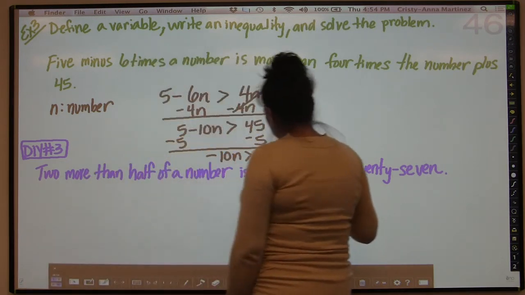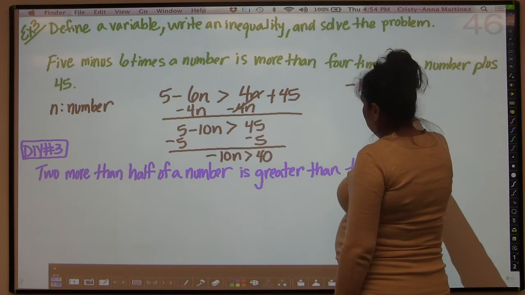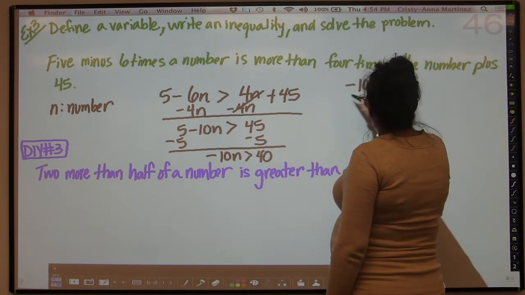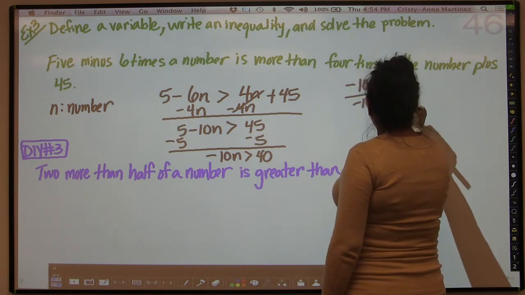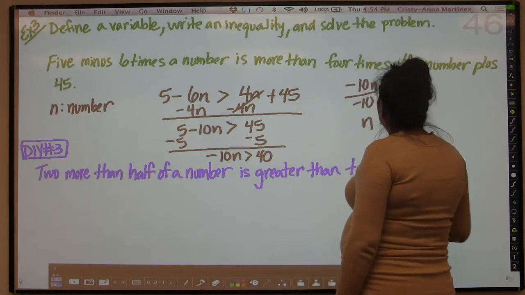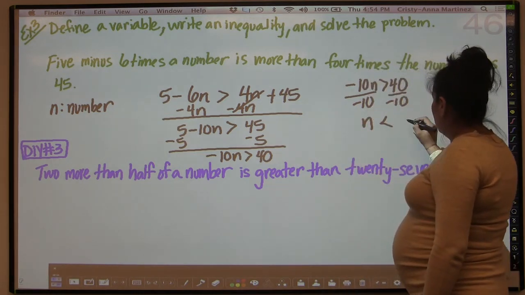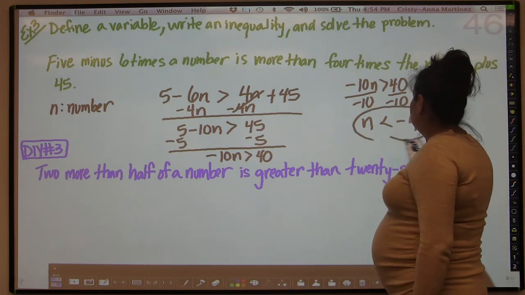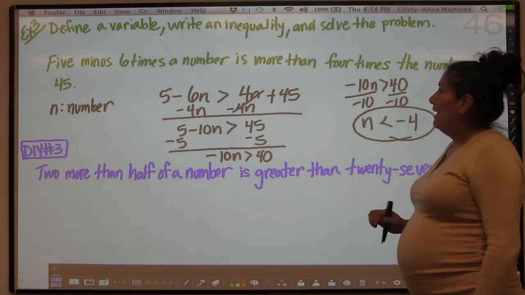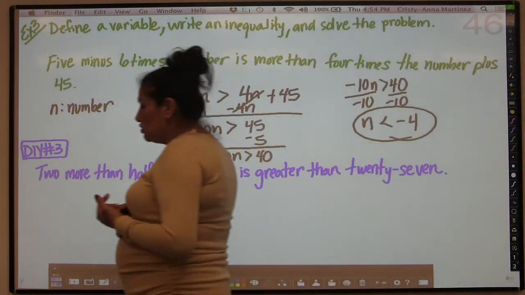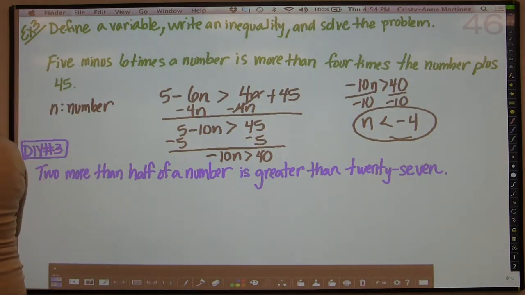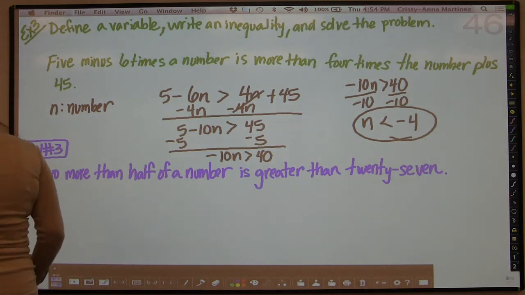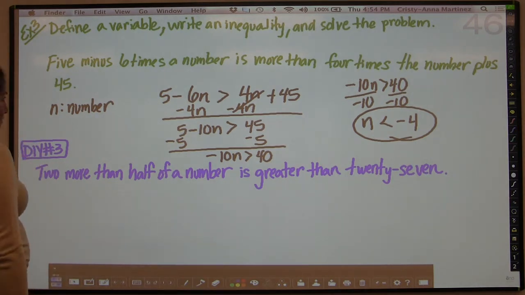And then I want to rewrite that over here because I'm running out of space. So I'm going to divide by negative 10, and because I'm dividing by a negative, I'm going to flip my symbol, and I'm going to get 40 divided by negative 10 is negative 4, so my solution is n has to be less than negative 4. It doesn't ask us to actually graph the solution. It doesn't ask us to write it as a set, so we're okay, n less than negative 4. All right, so now you can try do it yourself number 3, and then we will move on to the next example.